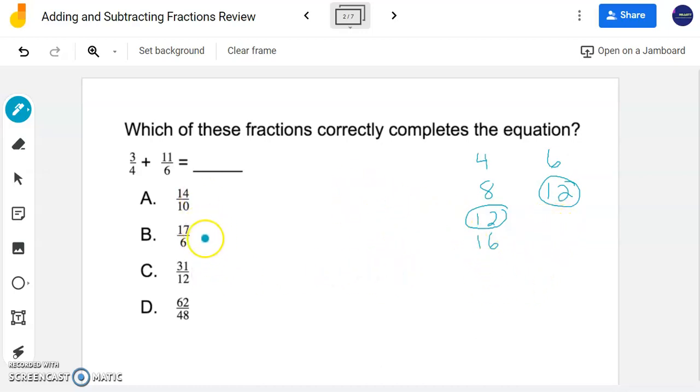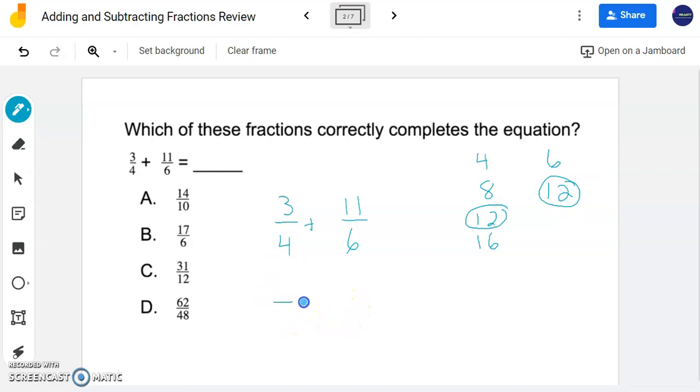Now I'm looking at my answer choices, and right away I do see one answer choice with 12. Now 48 could also be a potential option as well, but let's confirm and see if C is correct. Even though it says 12 is my denominator, let's just check it out. So I'm going to rewrite 3/4 plus 11/6. For this problem, I'm rewriting this horizontally. In the next problem, I'll rewrite it vertically.